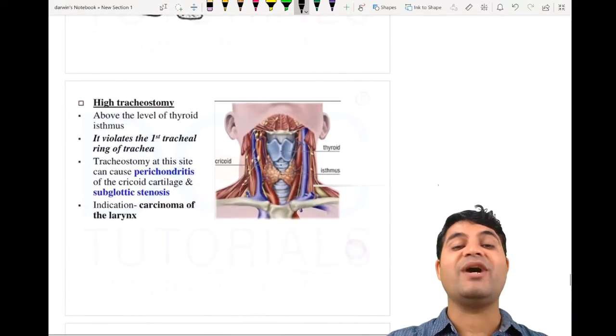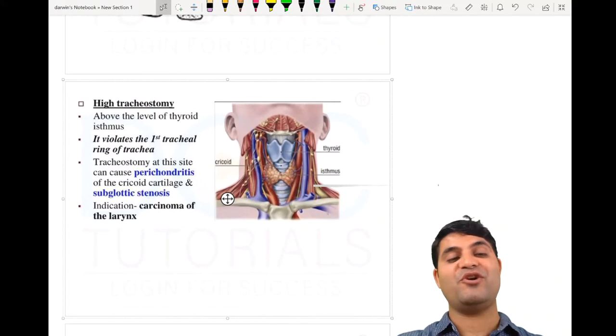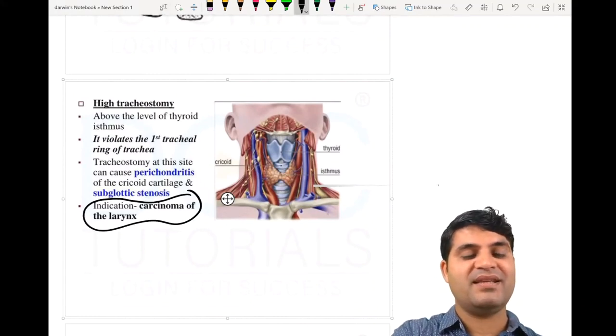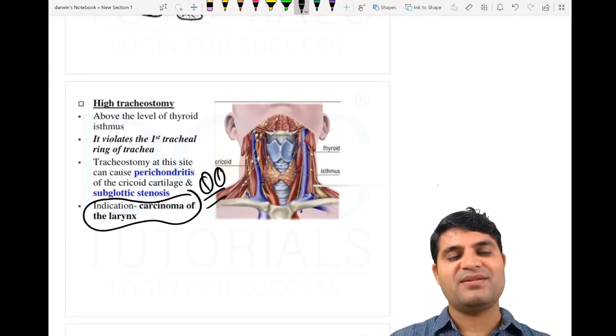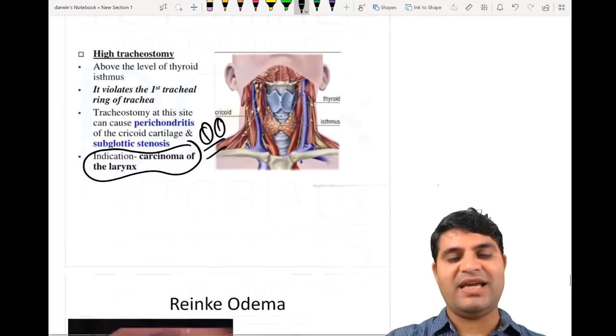So coming on to high tracheostomy. High tracheostomy you always do in carcinoma larynx. Many questions on this have been asked. So high tracheostomy, carcinoma larynx.